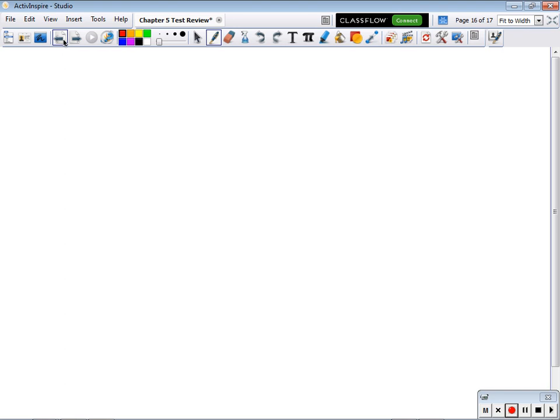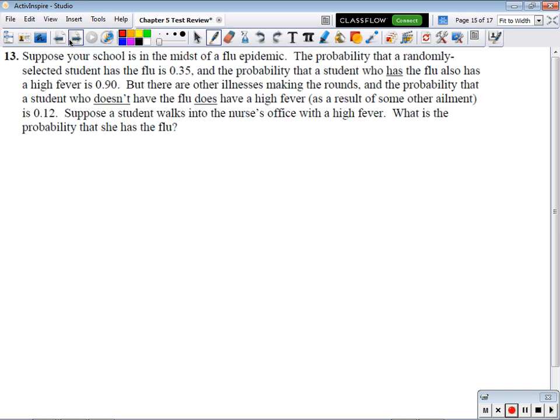And then for number 13, what we have is a tree diagram problem. The question says, suppose your school is in the midst of a flu epidemic. The probability that a randomly selected student has the flu is 0.35, and the probability that a student who has the flu also has a fever is 0.90. But there are other illnesses making the rounds, and the probability that a student who doesn't have the flu does have a fever as a result of some other ailment is 0.12. Suppose a student walks into the nurse's office with a high fever. What is the probability that she has the flu?